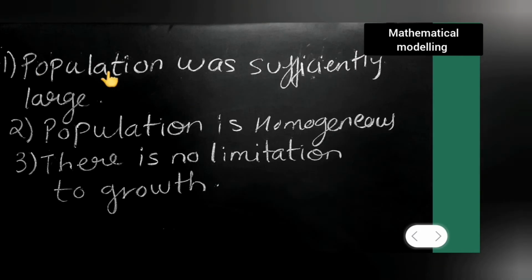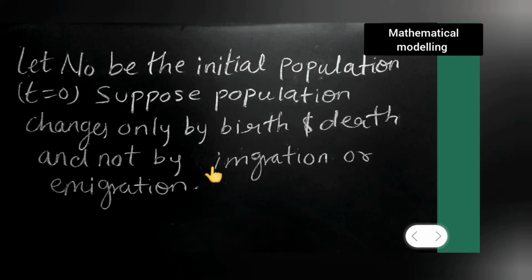First assumption is the population is sufficiently large. Second assumption is the population is homogeneous. And the third assumption is there is no limitation to growth. Then, continuing, let N0 be the initial population, that is, at t equals 0. Suppose population changes only by birth and death and not by immigration or emigration.